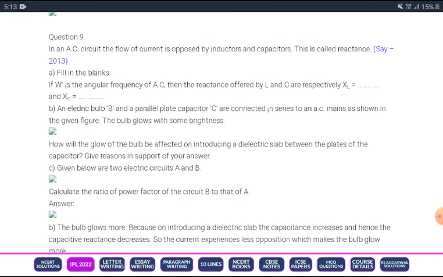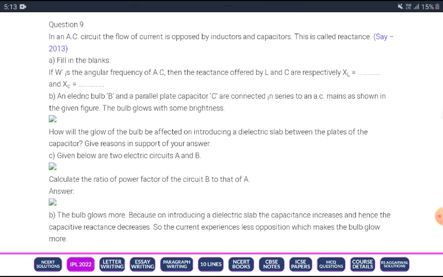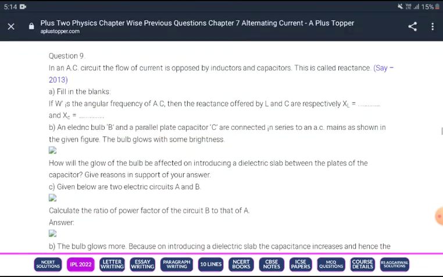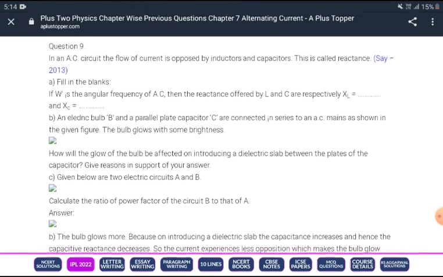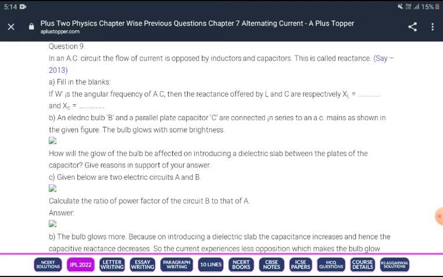If omega is the angular frequency of AC, then the reactances offered by L and C are respectively XL equal to L omega and XC equal to 1 by C omega.